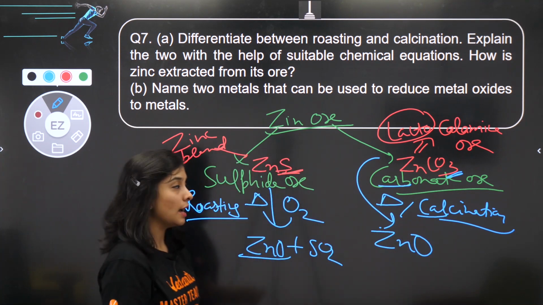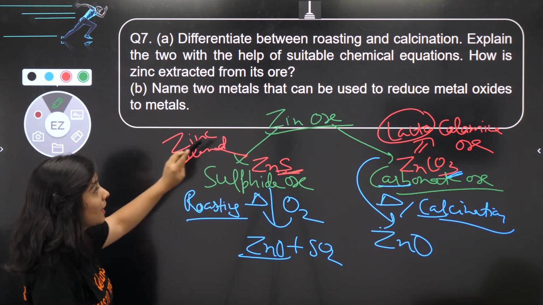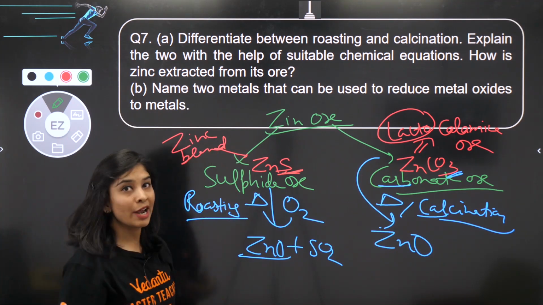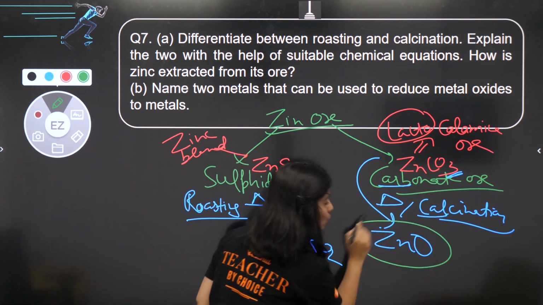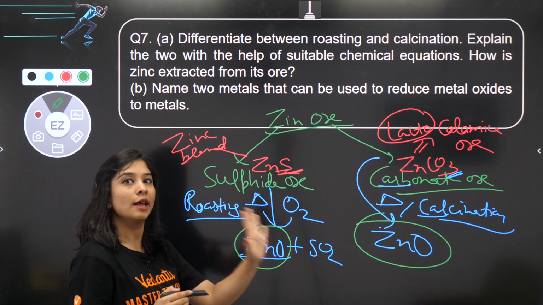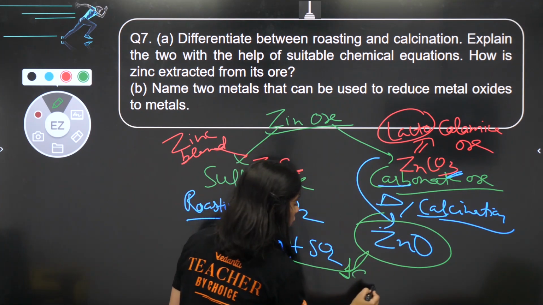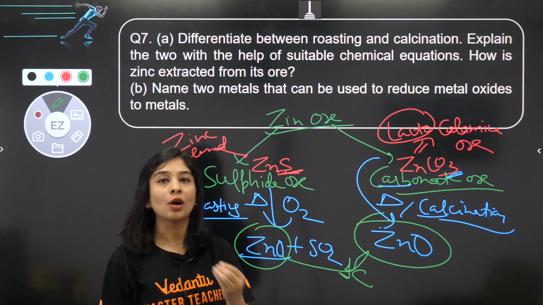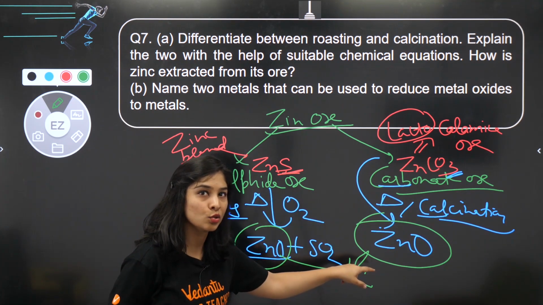Now the purpose of roasting and calcination is done. Now the next thing they are asking is how zinc is extracted from its ore. This is the first step in both of the reactions, to get zinc oxide, because from here bringing out the metal is very easy. How? In this ore you just put carbon in the form of coke as the reducing agent.